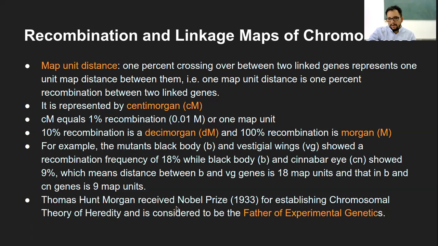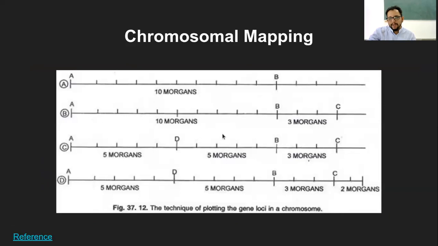Thomas Hunt Morgan received the Nobel Prize for establishing the chromosomal theory of heredity and is considered the father of experimental genetics. Mendel was the father of genetics, and with respect to experimental genetics, Morgan is known as the father. Okay, now coming to this diagram.